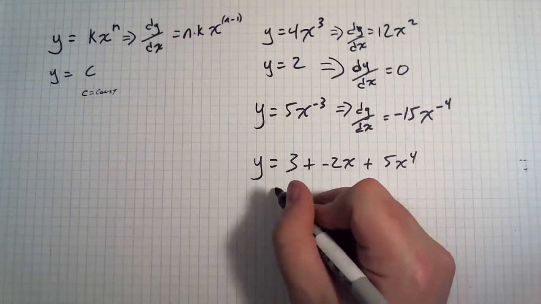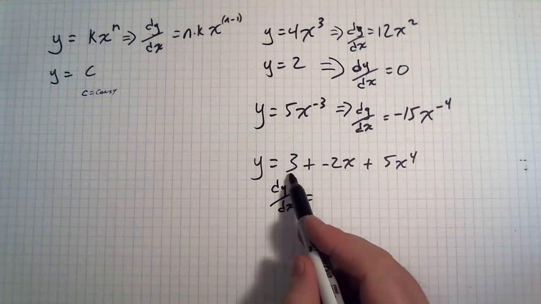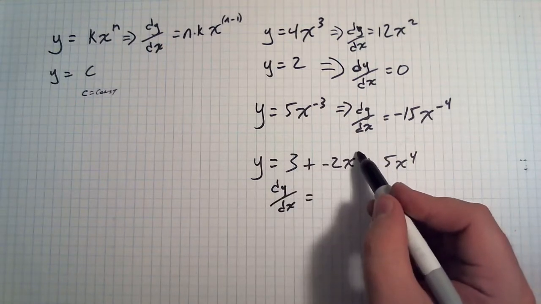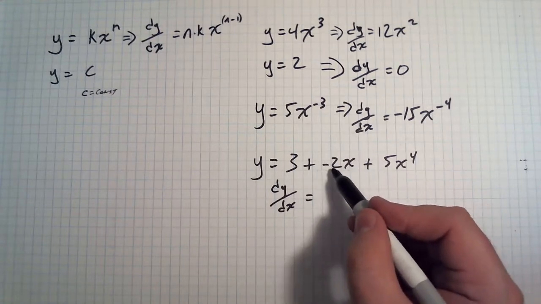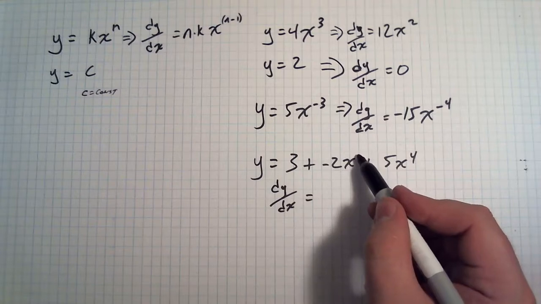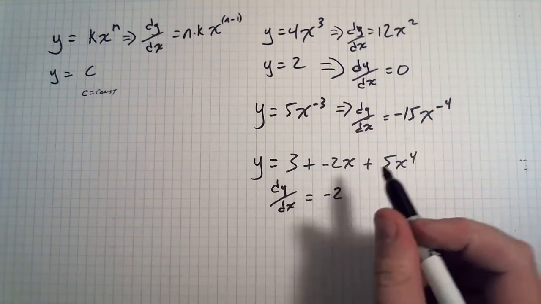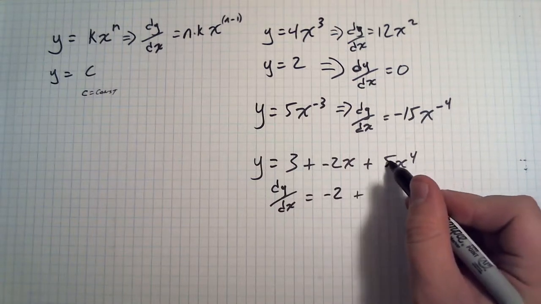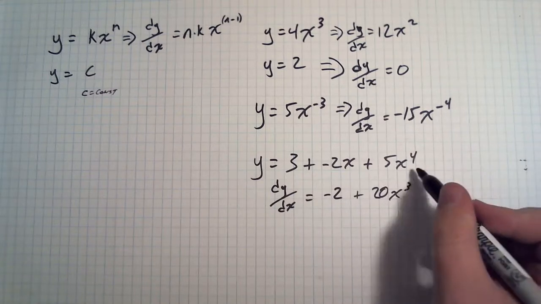So if I take the derivative of this, dy by dx, the 3 goes away. This x here is raised to the first power. I take that 1 and bring it down here, so that'll be 1 times the negative 2. But then the x is to the 1 minus 1. So this is just negative 2. And then over here, we're going to bring this 4. 4 times the 5 is 20, and x cubed.